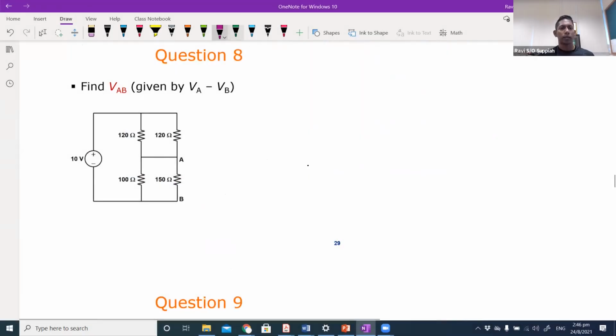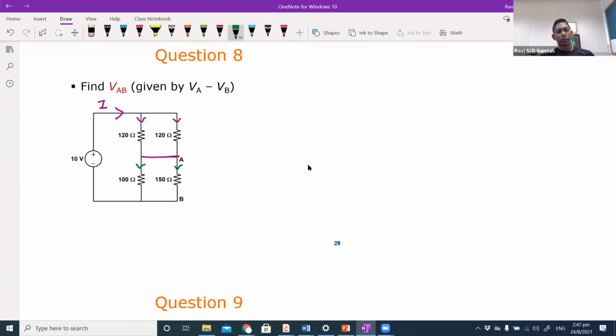All right, so to find VAB, you first need to understand how these circuits are sort of combined together, correct? So when the current comes in here, whatever current that comes in, you know that it splits into this and this. All right, then eventually it sort of combines together and then splits one more time.